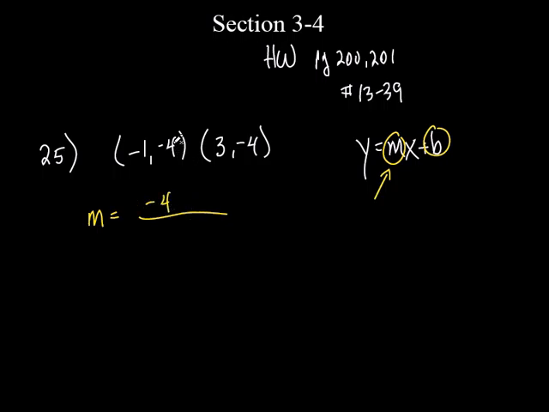So the y's go on top. -4 is a y, and this -4 is a y. Let's just do this one. -4 minus -4. So that was the y's. Look at the x's. It's -1 minus 3. So look what happens. That's a plus. -4 plus 4 is 0 over -4. What's 0 over anything? It's 0. So the slope is 0.